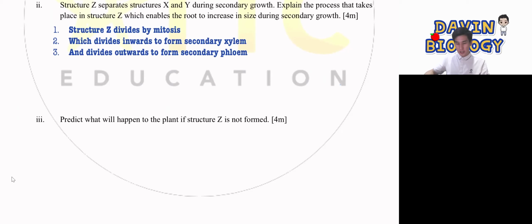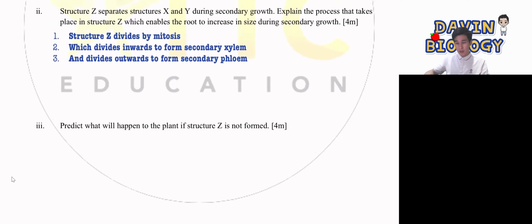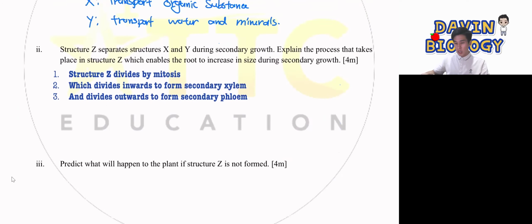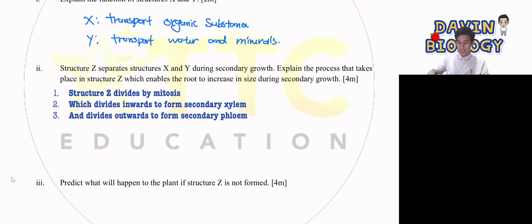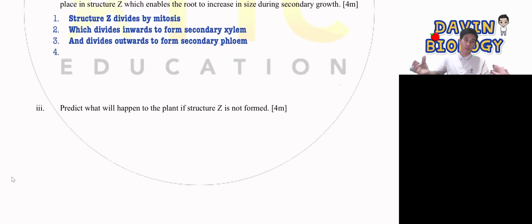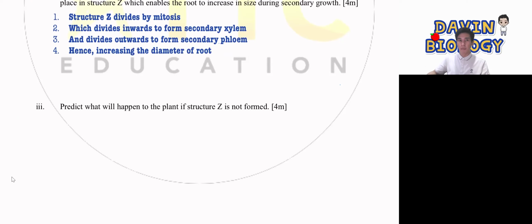And finally, you need to explain how does this increase the size? So by doing so, the diameter increases, that's how the size increased. So you can say, hence increasing the diameter of root.